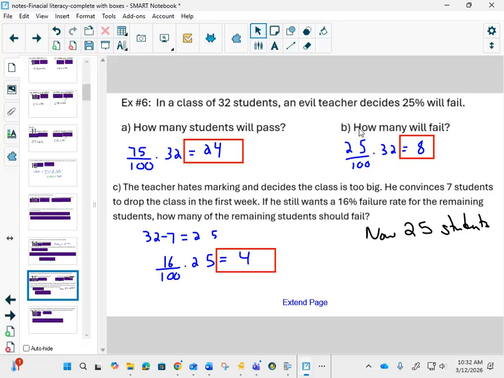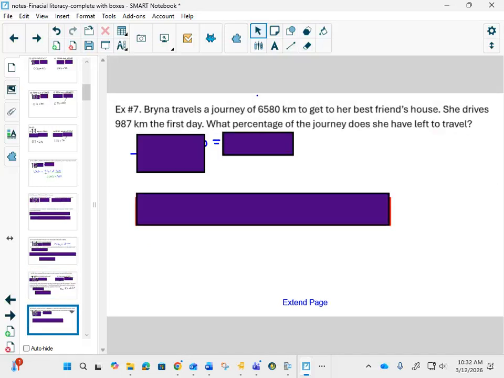All right, let's see how you did on the next one. Sabrina travels a journey of 6,580 kilometers to get to her best friend's house. It's a bit of a distance. It's a little ways to go. She drives 987 kilometers on the first day. That's still pretty far. What percentage of her journey does she still have left to travel?